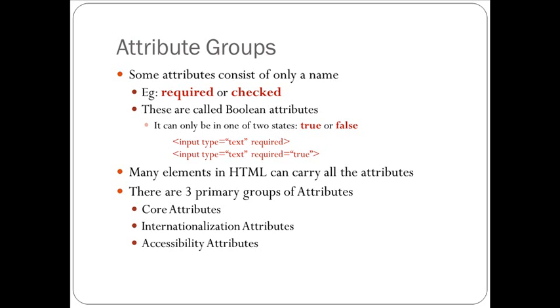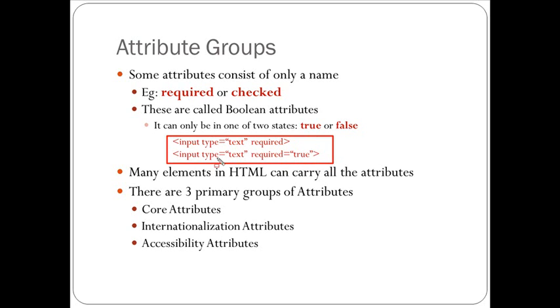Now, as I briefly mentioned a little bit earlier, some attributes consist of only a name, such as required or checked. These are called Boolean attributes, and they're called Boolean because it can only be in one of two states. It's either true or it's false. In this case, required and checked are false by default, but then when you use them, as you see here, when you use them like this, then that changes them to true. This top line is exact same as the bottom line.